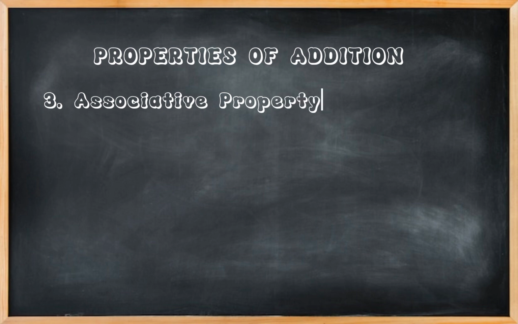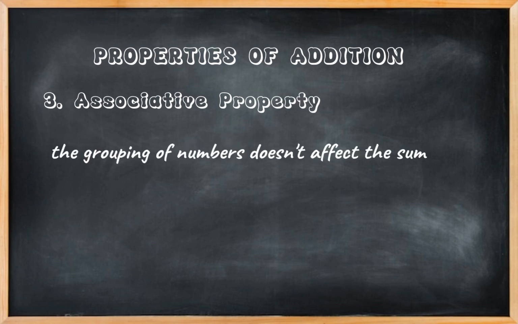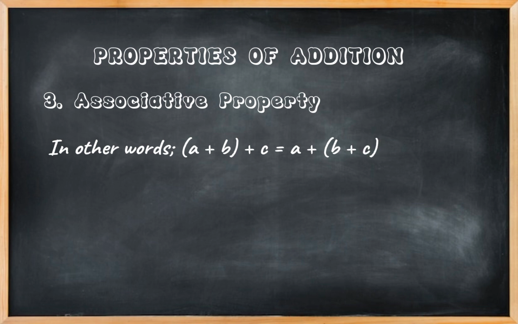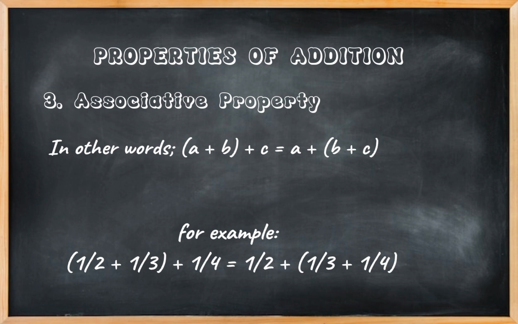Last is associative property. In associative property, the grouping of numbers doesn't affect the sum. In other words, the sum of A and B plus C is equal to A plus the sum of B and C. For example, the sum of 1/2 and 1/3 plus 1/4 is equal to 1/2 plus the sum of 1/3 and 1/4.